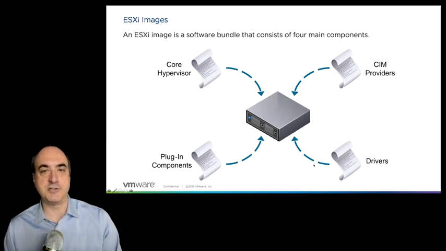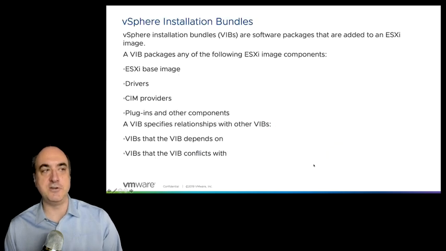To make this as modular as possible, the ESX server image has been organized into what we call VMware or vSphere installation bundles, VIBs for short. It's basically a packaging format that when a piece of software needs to be added to an ESXi server, it's going to be delivered in this VIB format, which will specify the other VIBs that it depends on, as well as any conflicts that it might have with other VIBs.